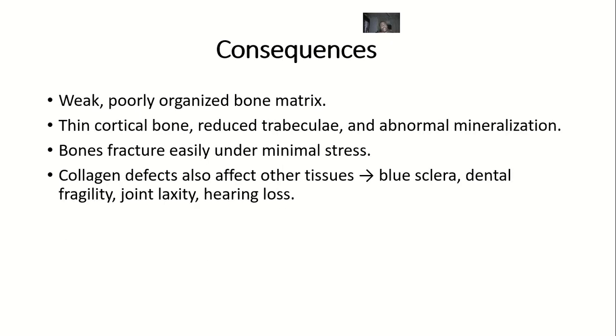What are the consequences of osteogenesis imperfecta? You see, when there is a defect in the gene coding for collagen formation, you expect to see weak, poorly organized bone matrix. There's thin cortical bone, reduced trabeculae, and abnormal mineralization. Bones fracture easily under minimal stress. Collagen defects also affect other tissues like the eye, where you see blue sclera, the teeth, where you see dental fragility, joints, where you see joint laxity, and then there's hearing loss as well.